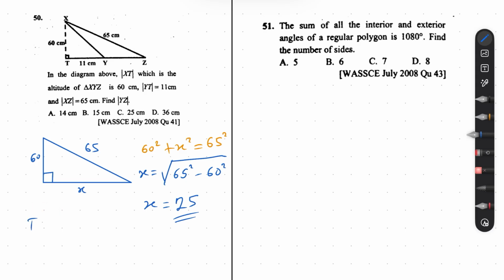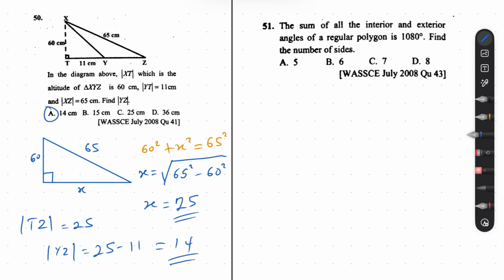The length of tz is 25. We are looking for yz. So how do you find yz? You just subtract 11 from the total, which is 25. So the length of yz is 25 minus 11, which is 14. Okay, so that is our answer A.